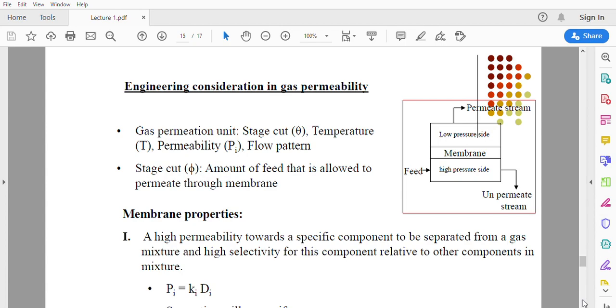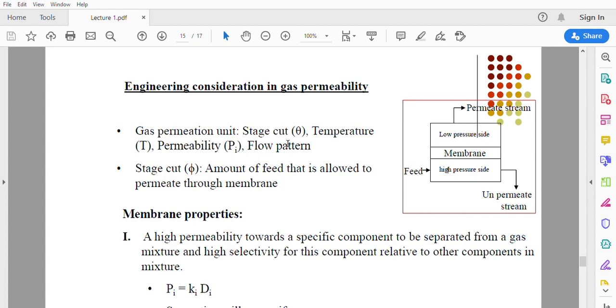Now we will discuss some engineering considerations in gas permeability. So this is again the same diagram. Here you have the feed at the high pressure side. It will pass through from here to here and it will come out from here. This is the rejected stream, and the molecules will selectively permeate through the membrane, and you will get the product in the permeate stream. There are some engineering considerations in the gas separation unit: the first is the stage cut, second is the temperature, third is the permeability, and fourth is the flow pattern.